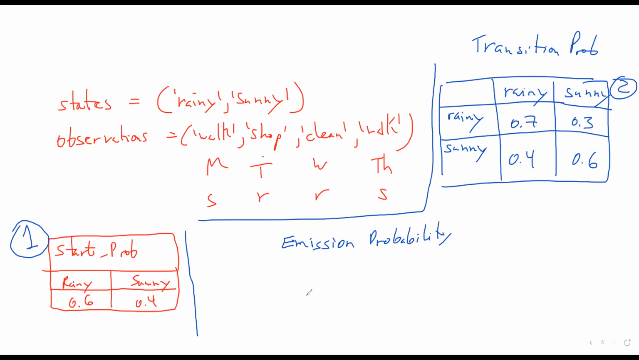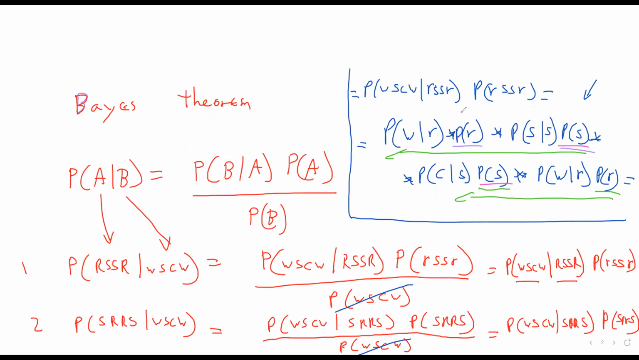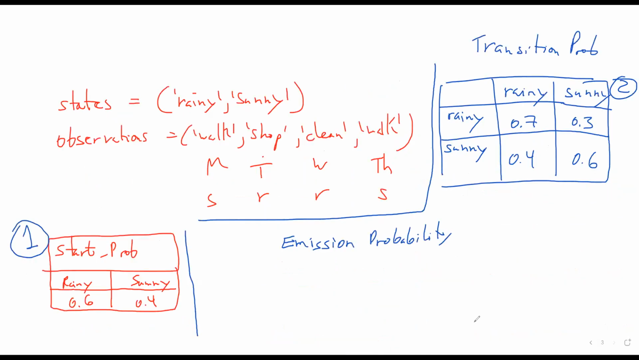right? And the emission probability is the one that accounts for this part here. What's the probability of walking given rain? What's the probability of shopping? Yeah, shopping, right? So given sunny, this is the probability of clean given sunny, and this is the probability of walking given rain. So observation to state. Okay, so this one also we can get in the emission probability.